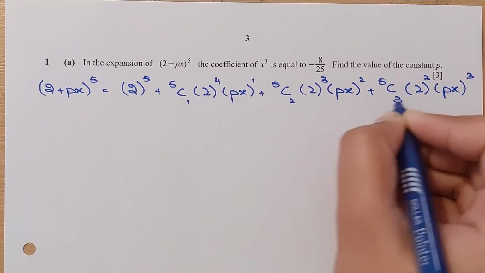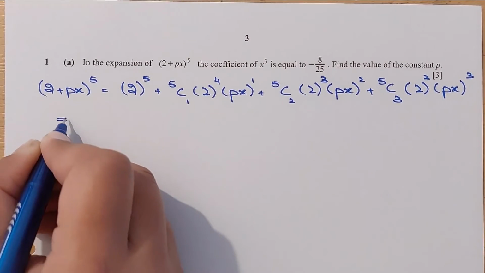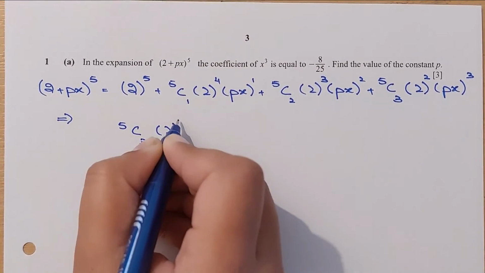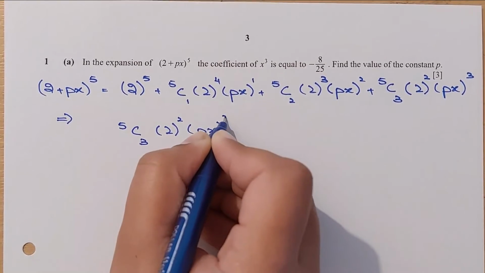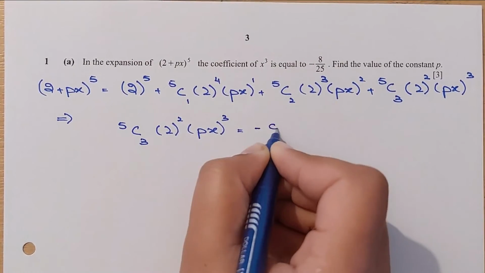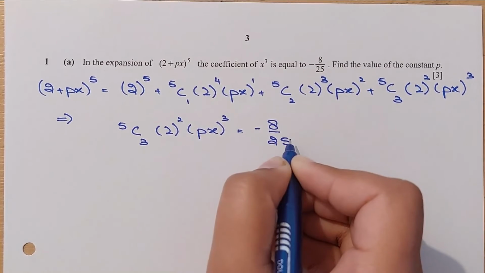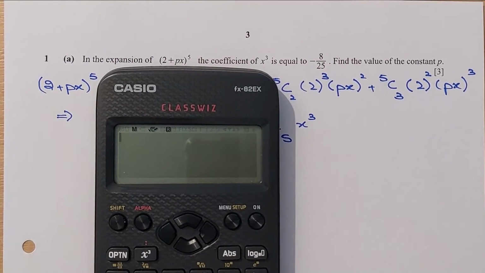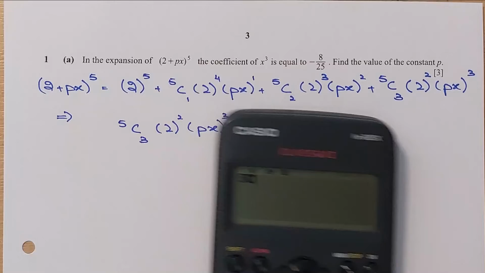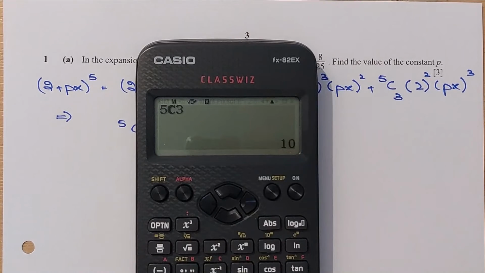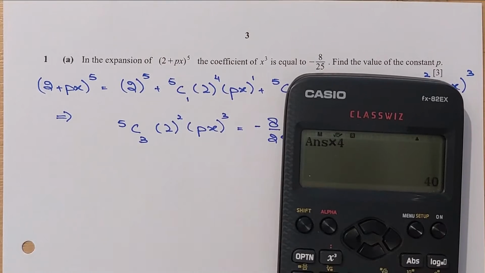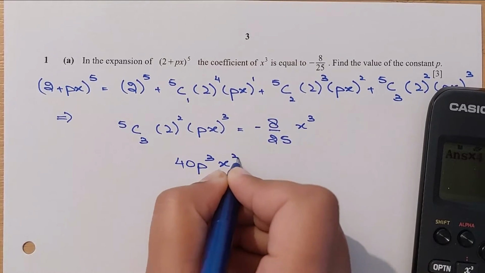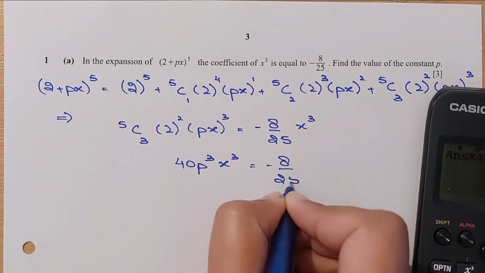As you can see, from this term we can find x cubed. So let me compare this. 5c3, 2 squared, px cubed is equal to minus 8 over 25 x cubed, the coefficient of x cubed. Let me simplify. 5c3 is 10, times 4 is 40. So this is 40 p cubed x cubed and minus 8 over 25 x cubed.